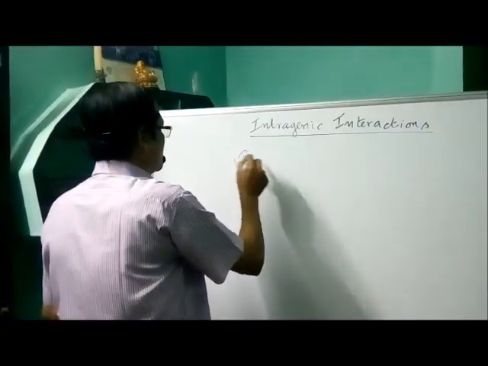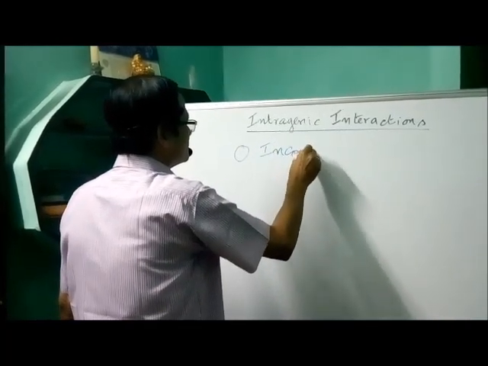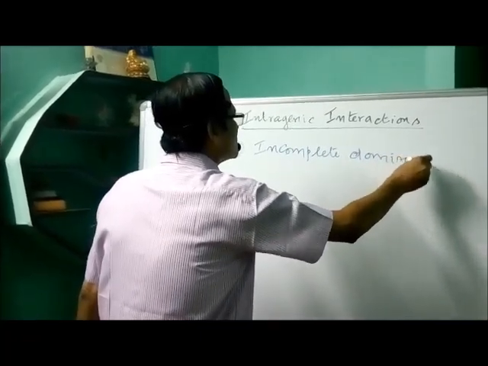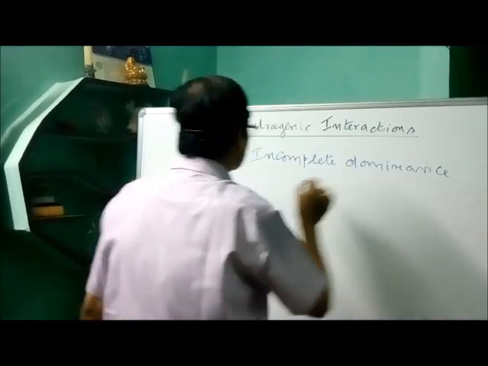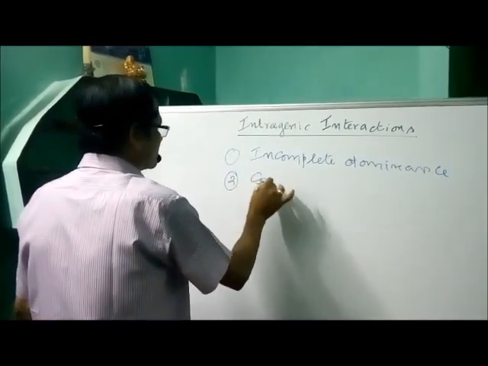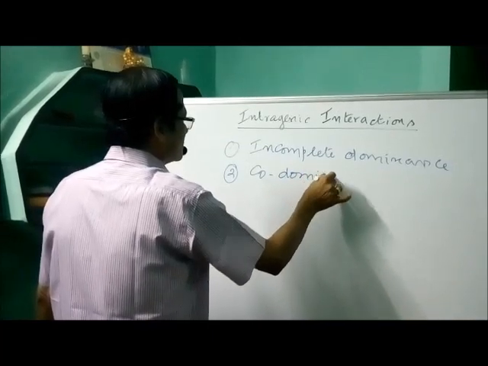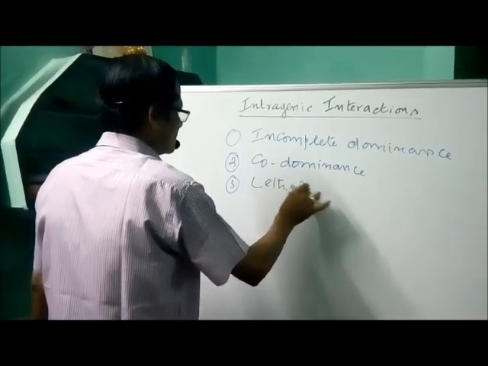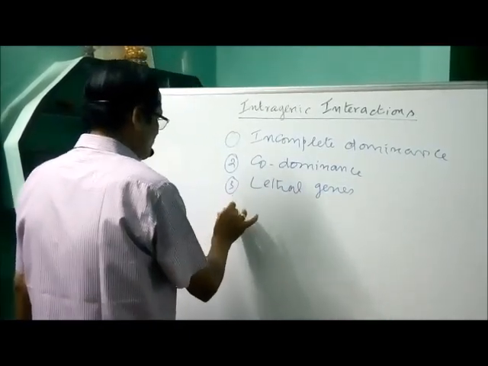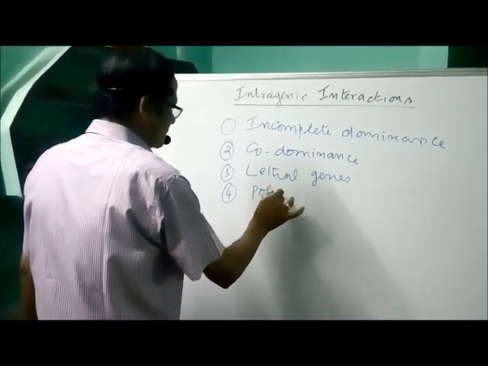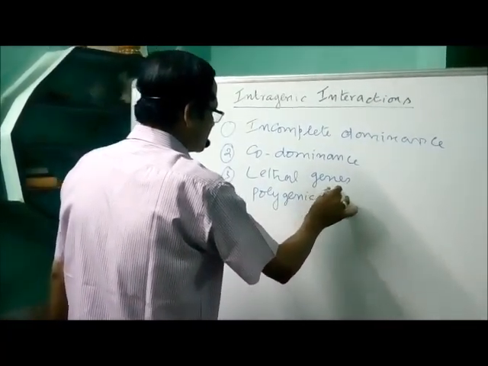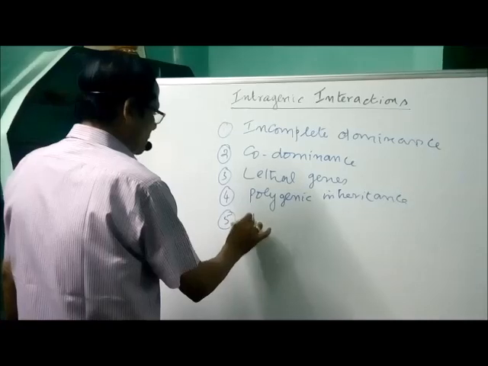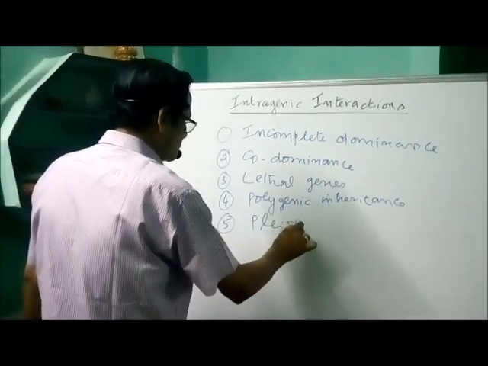Number 1, incomplete dominance. This is one example. Number 2, codominance. Number 3, lethal genes. Number 4, polygenic inheritance. And number 5, pleiotropy.